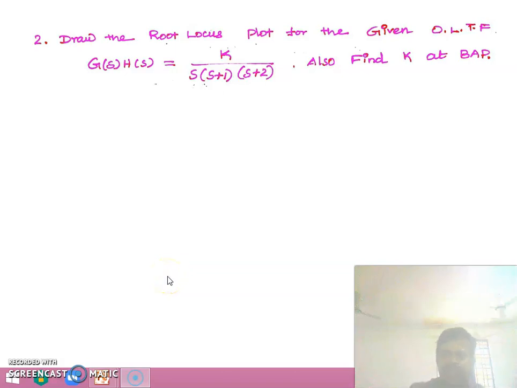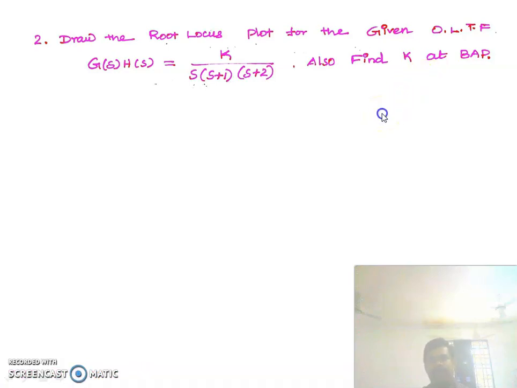Now we are going to see the second problem. Draw the root locus plot for the given open loop transfer function G(s)H(s) = K / (s(s+1)(s+2)). Also find K at the breakaway point. So we are going for the first step.